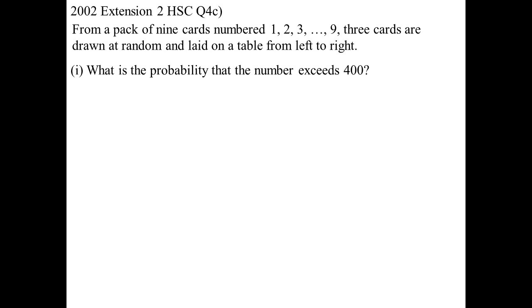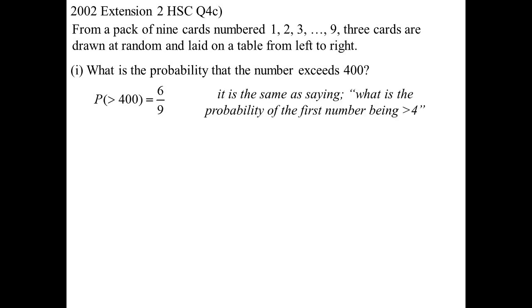Is bigger than 400? Okay, well, what makes a number bigger than 400? Well, the second 2 numbers are irrelevant, aren't they? It's the first number. Remember, there's no zeros in this pack. So the first digit must be 4 or bigger: 4, 5, 6, 7, 8, 9. 6 ways we could do it. So 2 in 3 chance.